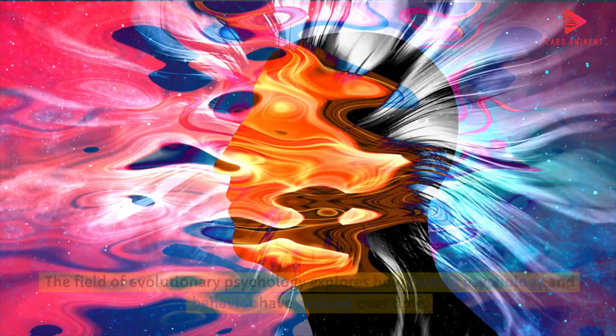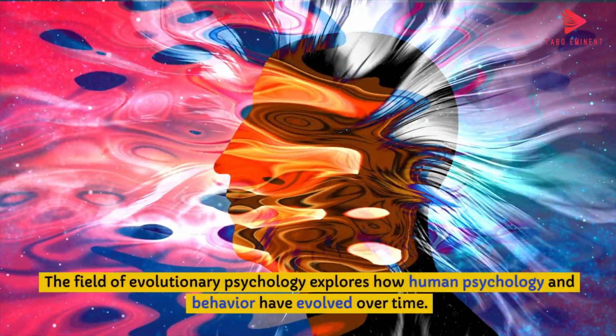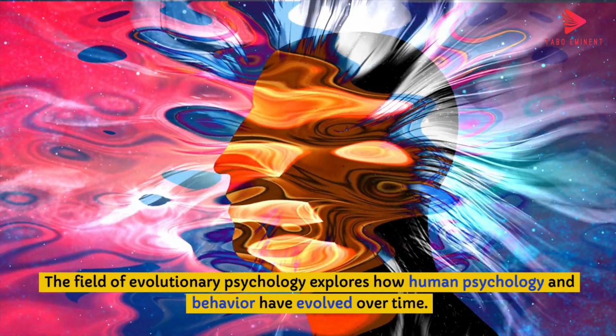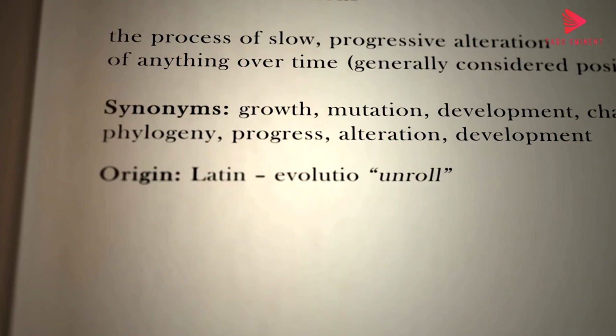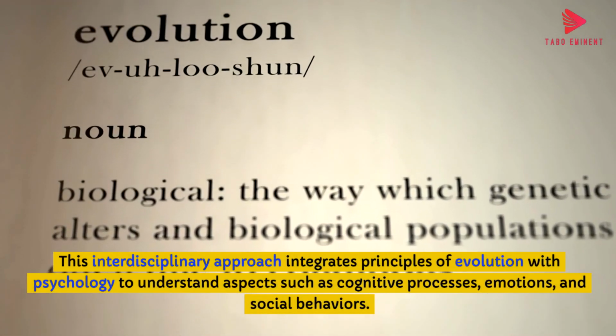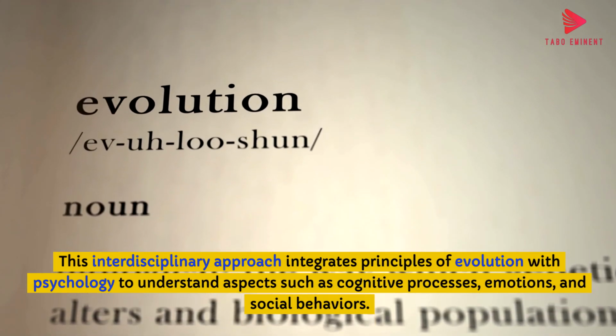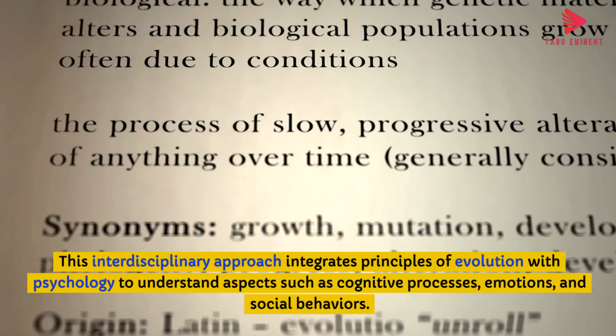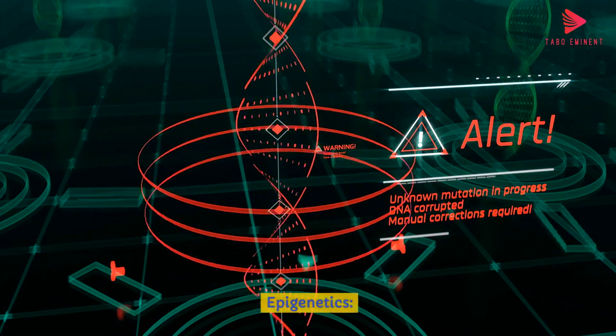Evolutionary psychology. The field of evolutionary psychology explores how human psychology and behavior have evolved over time. This interdisciplinary approach integrates principles of evolution with psychology to understand aspects such as cognitive processes, emotions, and social behaviors.